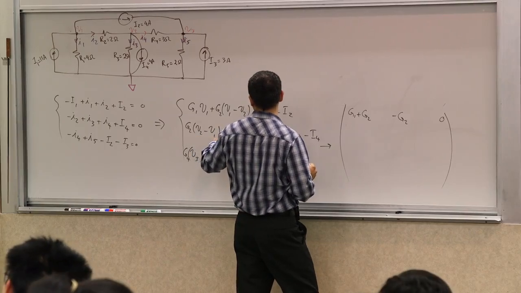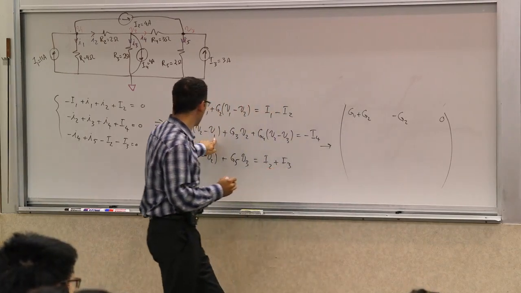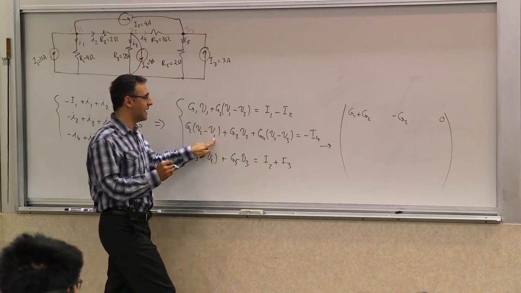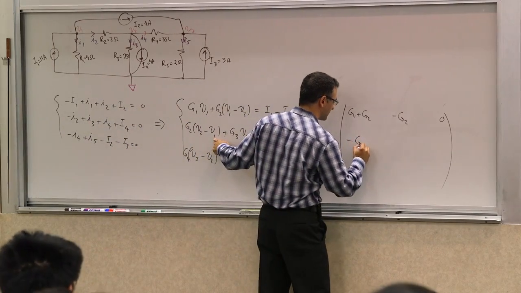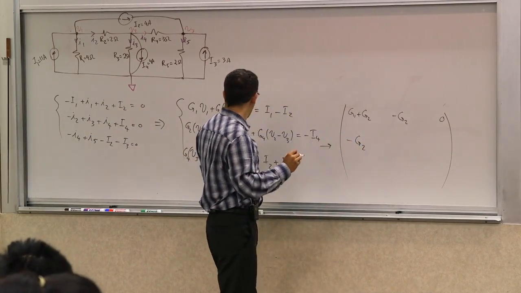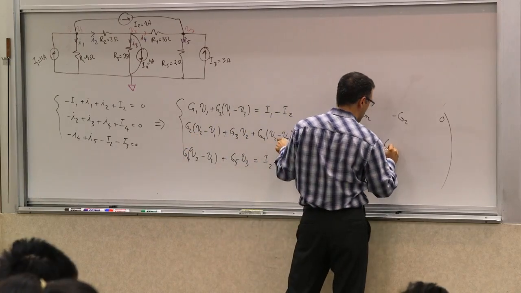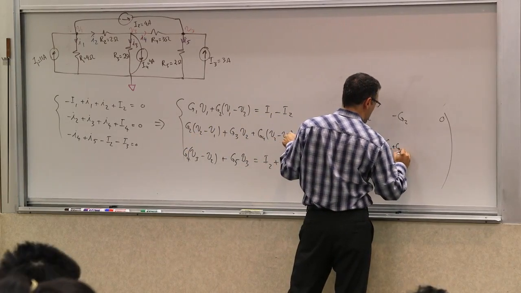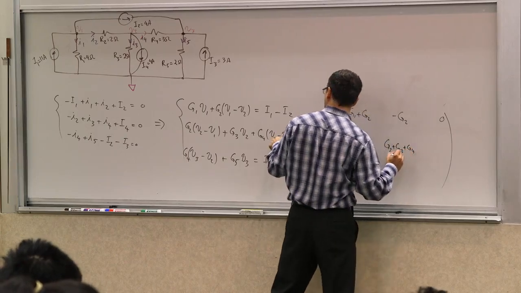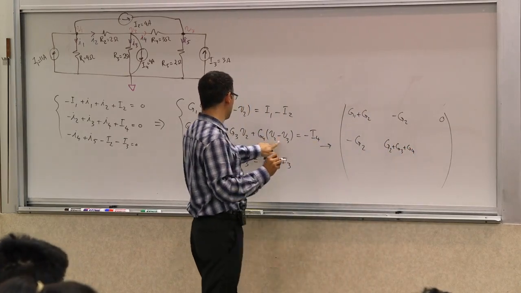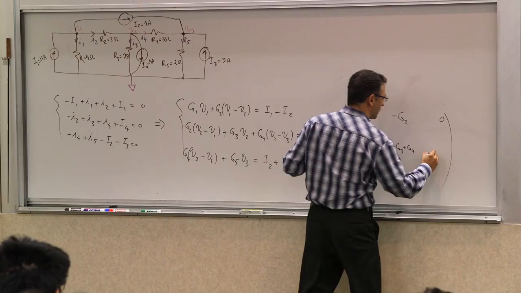Now, how about the second row? The terms associated with V1, this is the only term associated with V1. So it's negative G2. Now, how about V2? I have G2, G3, and G4. So G2 plus G3 plus G4. And then how about V3? This is the only term with V3, so negative G4.